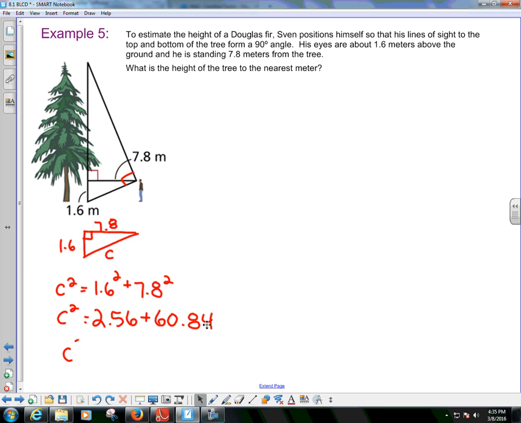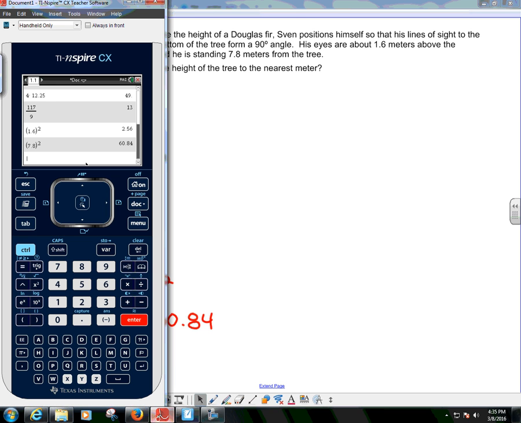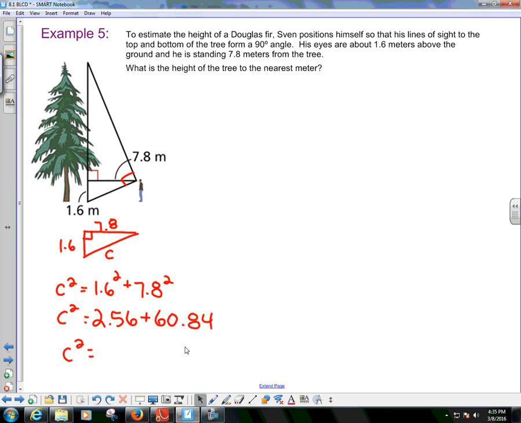60.84. And I'm going to add those two numbers together. So I'm going to just hit answer, and that's going to give me my 60.84 to load that in there, and I'm going to hit plus 2.56, and that's going to give me 63.4. 63.4, but I need c, not c squared.